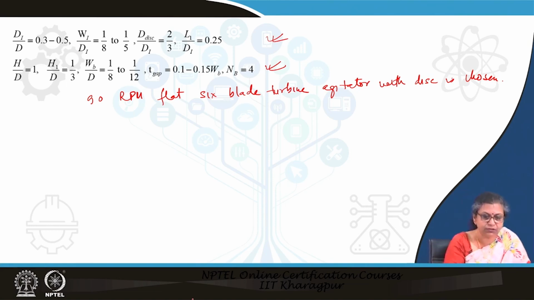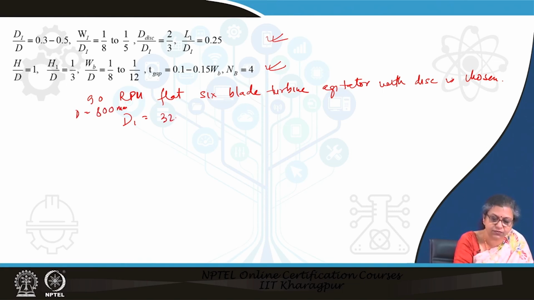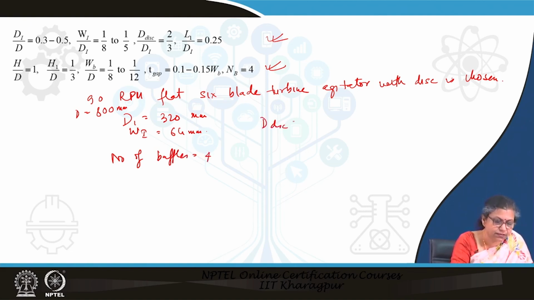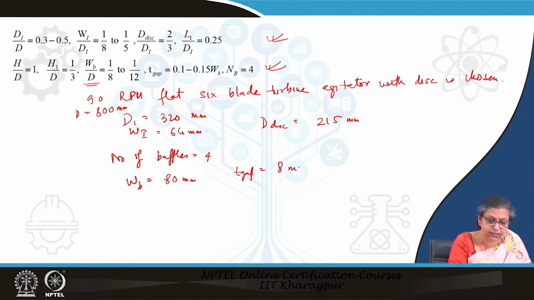Based on that, for D equals 800 millimeters, you can calculate DI, which you will get as 320 millimeters, and WI you will get as 64 millimeters. In this way you can keep on calculating. The number of baffles is equal to 4, D disc will be roughly 215 millimeters, and the WB, the width of the baffle, will be 80 millimeters. I am simply substituting everything in this particular equation. The gap will be around 8 millimeters, etc.